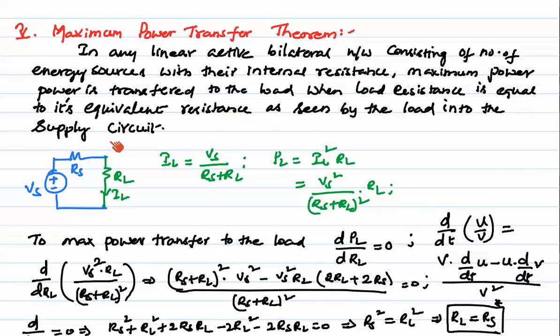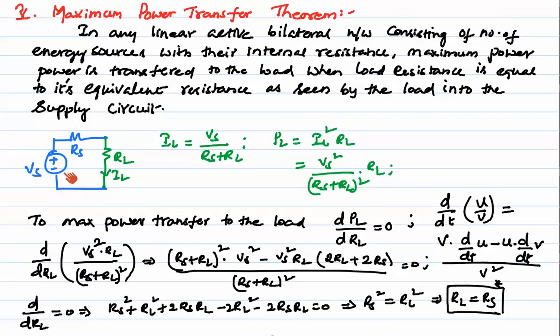To explain the maximum power transfer theorem, let us consider a circuit in which Vs is a voltage source, Rs is a source resistance, and RL is a load resistance. Here, IL is equal to Vs by Rs plus RL, and power loss in the resistance is equal to IL square into RL. So IL is nothing but Vs by Rs plus RL, whole square. By substituting this we can get the power.